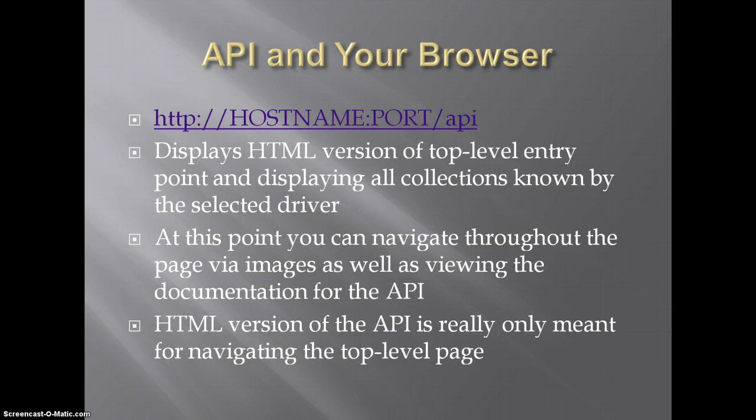To view the API in your browser, here's the URL you would go to. Of course, you have your hostname and then the port you put in, /api. This displays the top-level view, your normal web page, and it has images that you can click on and links to various child properties. The main purpose of this is just to get a look and feel of how everything's structured.